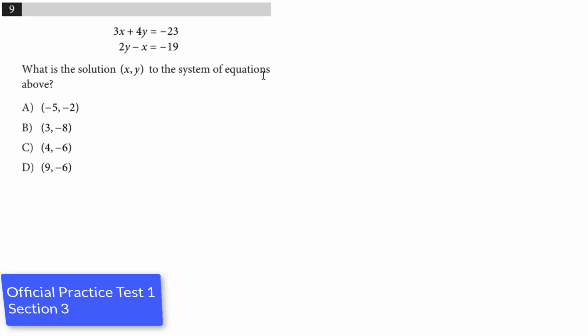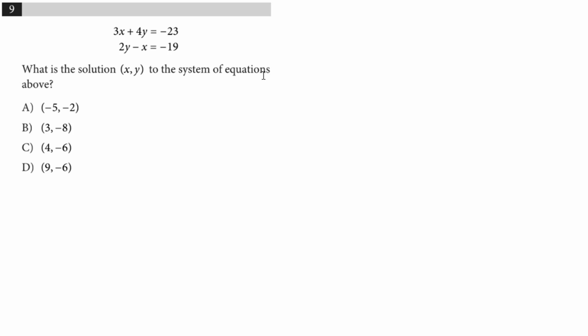3x plus 4y is equal to negative 23. 2y minus x is equal to negative 19. What is the solution, xy, to the system of equations above? This is a simultaneous equation question, so we will be expected to find the values for both x and y, which can take a lot of time.